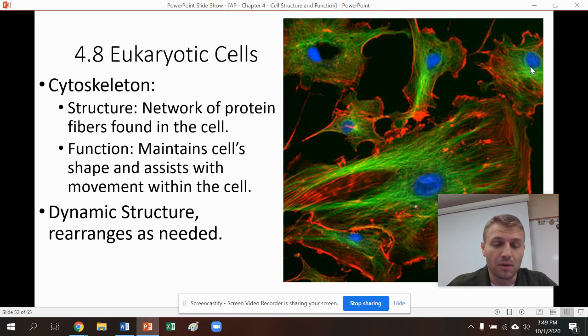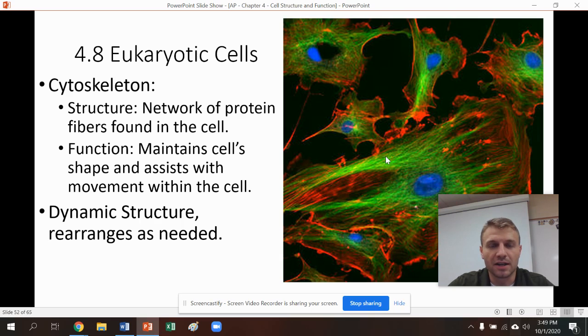The cytoskeleton is made up of a bunch more proteins. Again, we harp on proteins a lot because they do make up a large portion of our cells. They maintain the shape and they assist with movement within the cell. We're going to see some motor proteins moving different organelles around and just packaging up and sending things throughout the cell. I can't tell you how complex these cytoskeletons are.